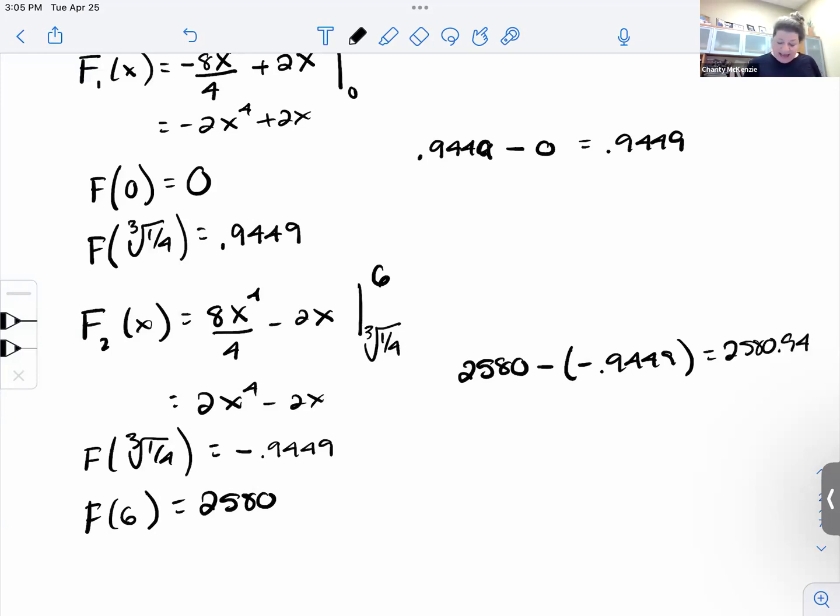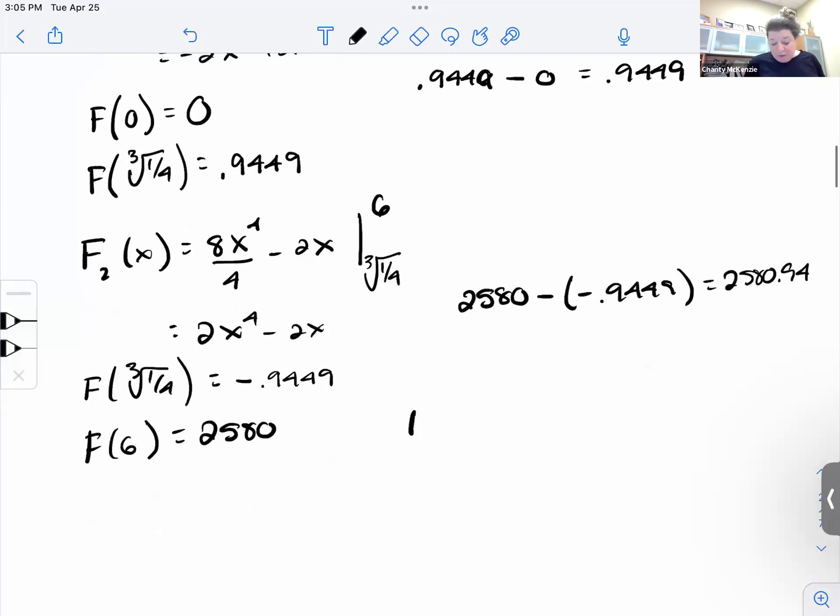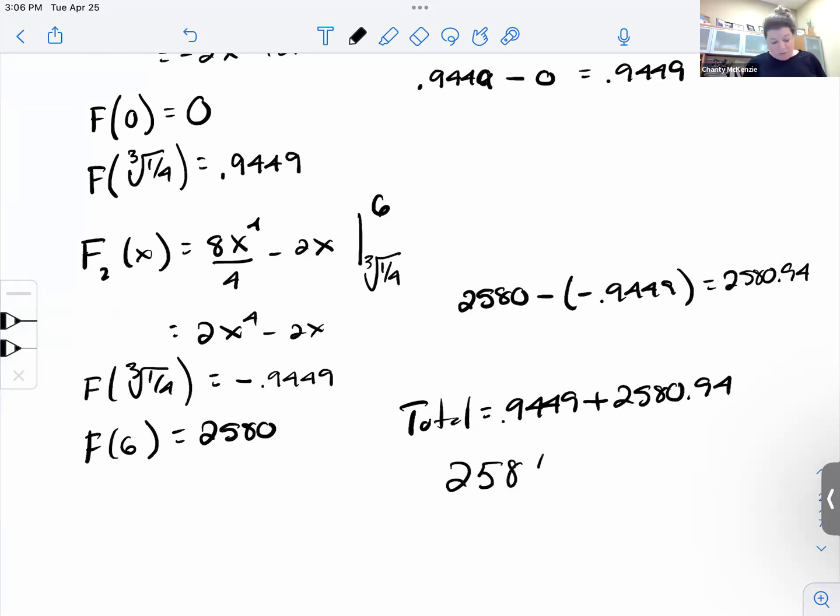Okay, then together we add these because this was this one and this one added together. So the total final answer would be 0.9449 plus 2580.94. So I'm going to do that in the calculator, and I get 2,581 point like 89-ish. Okay, and that's just going 2 decimals out.